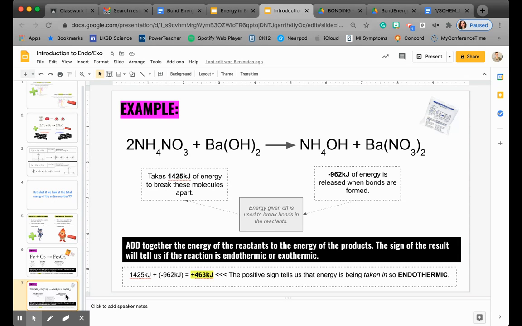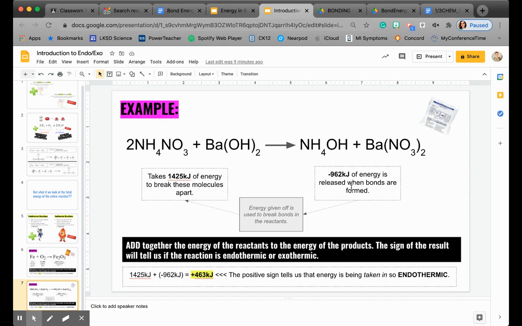We have some pretty complex molecules here. Take a look at what is on the reactant side. I'm not even going to bother listing out the names of those because it doesn't really matter. Just know that it takes 1,425 kilojoules of energy in order to break the bonds that make up those molecules. On the flip side, it only takes 962 kilojoules of energy in order to form those bonds.